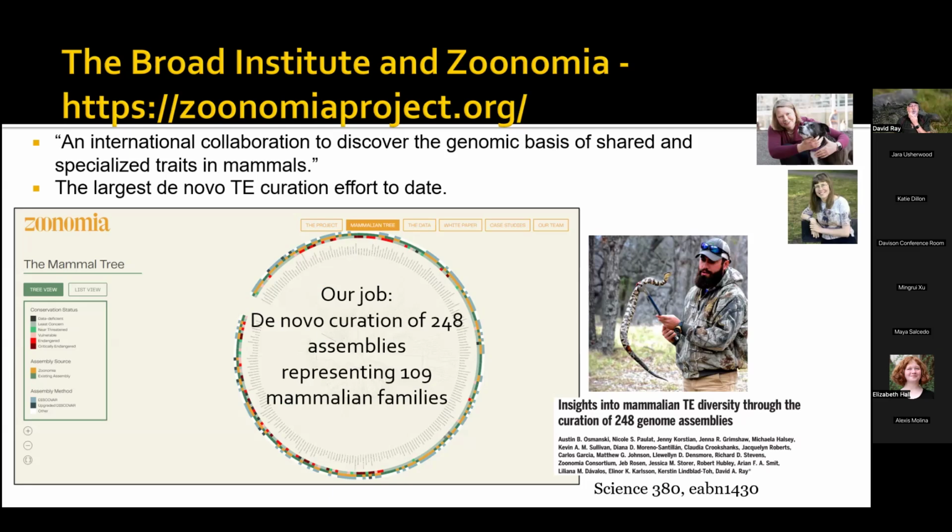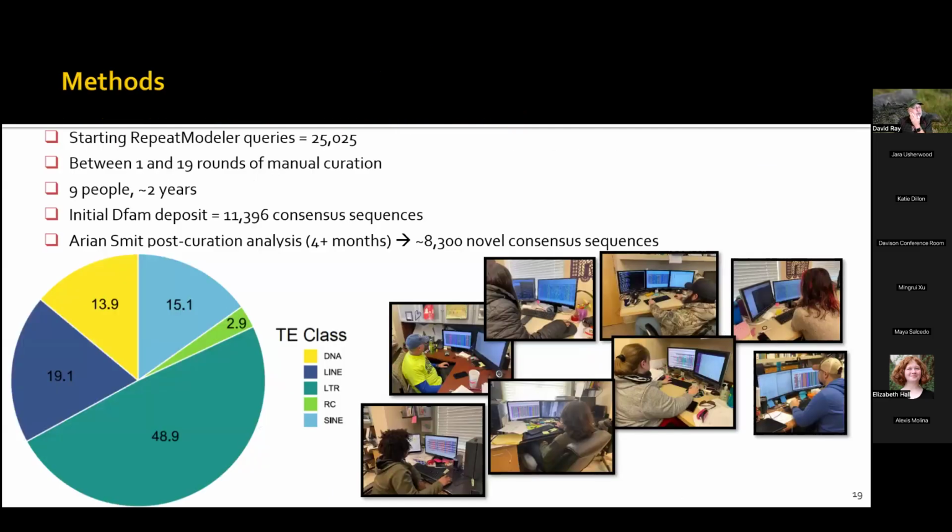But anyway, this whole project was led by Sherston and Eleanor. And fortunately, we were able to get a really nice Science paper out of this last year. So our job was to curate 248 mammal genomes representing 109 mammalian families. And it took a long time. It took us 2 years. And there were a total of 9 of us in my lab working on it, plus some colleagues outside.